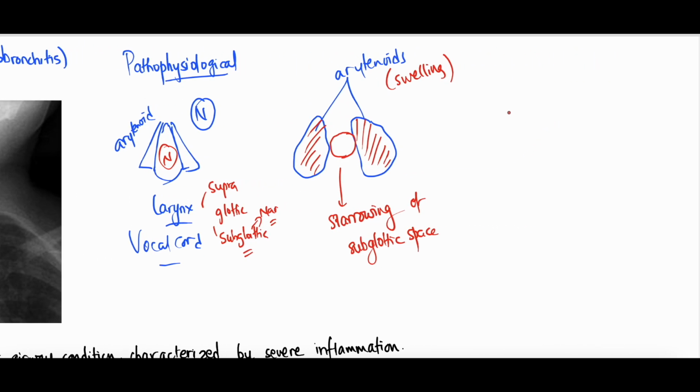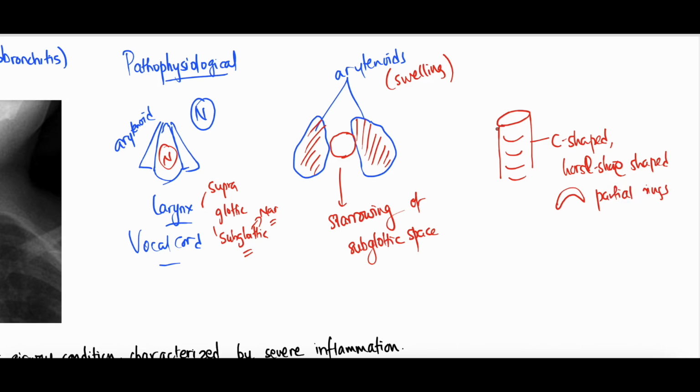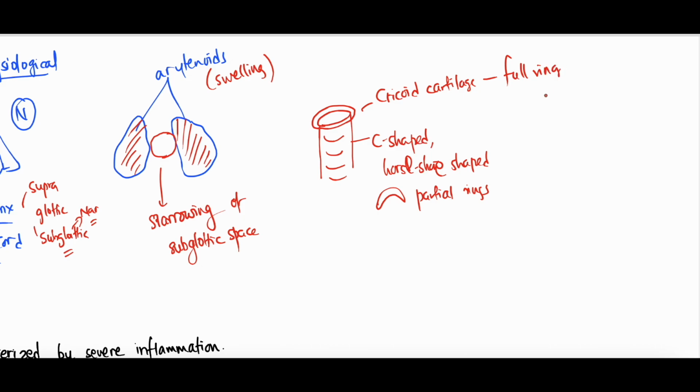In the diagram of the larynx, this is the cricoid cartilage. These are the tracheal rings. The tracheal rings are C-shaped, horseshoe-shaped, partial rings. The cricoid cartilage, however, is a full ring, unlike the tracheal cartilage. So these are the anatomic landmarks, and the vocal cords are present around this. Now suppose there is inflammation around the larynx.